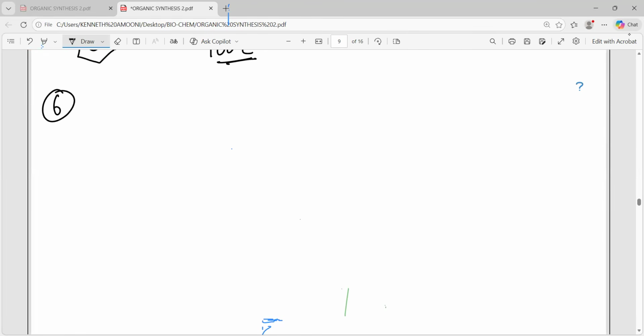Can look at question 6. Question 6, we are saying we are moving from phenol to that compound.